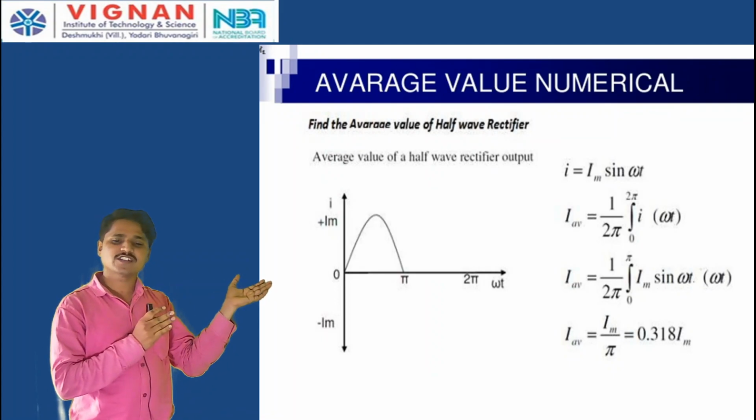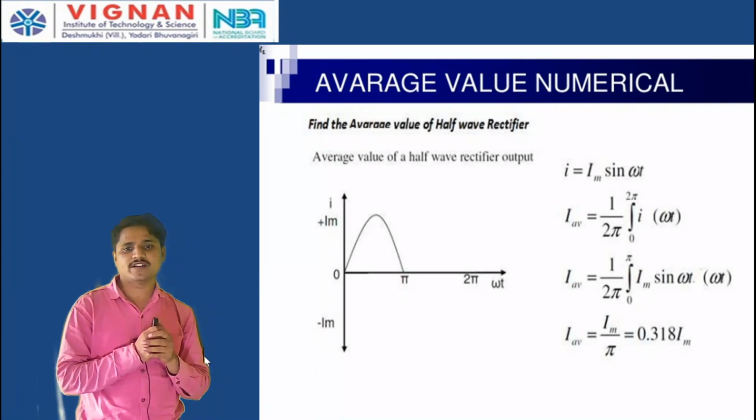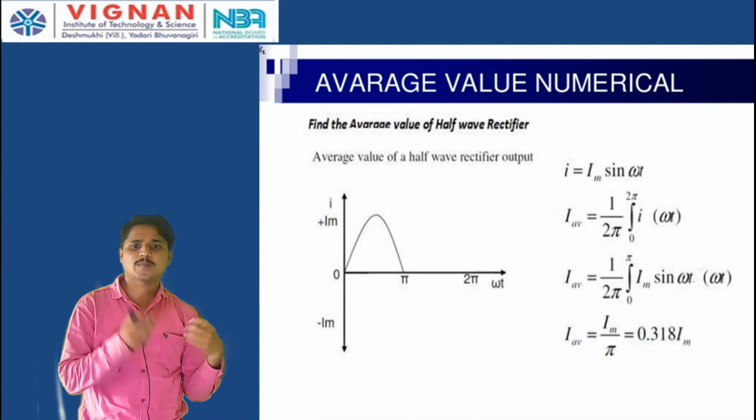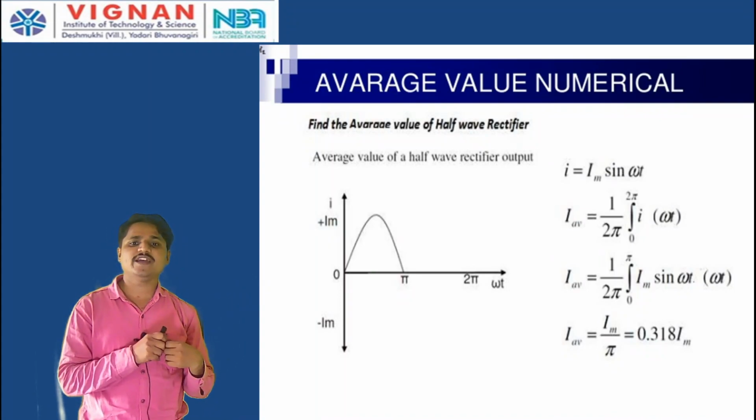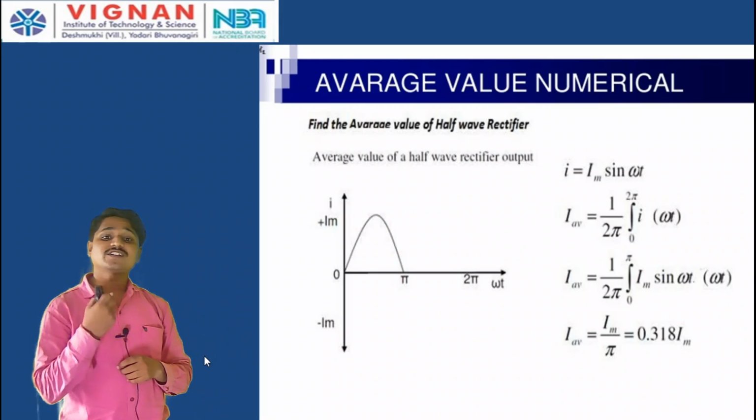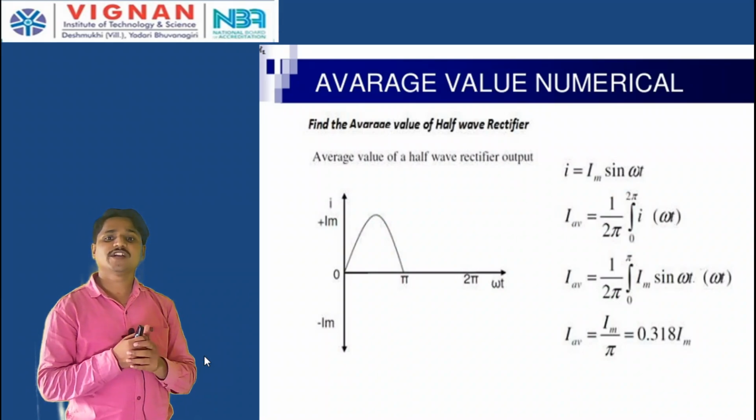So, you know that this is the sinusoidal. So, I is equal to Im sin omega t. So, what is the I average? I average is equal to 1 by total time period, that is 1 by 2 pi integral of 0 to... what is the time period again? 2 pi, I d omega t.